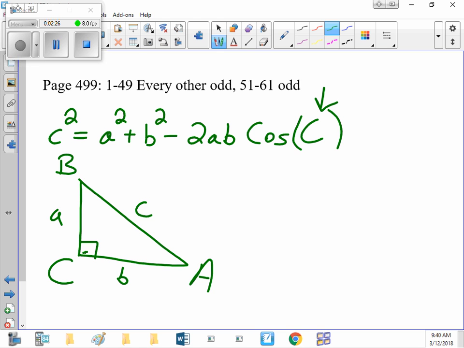So when C is 90 degrees, this turns into 0, which means all of this also turns into 0, and you're left with the Pythagorean theorem. And the Pythagorean theorem only works if C is 90 degrees. So the Pythagorean theorem is actually just the law of cosines when your angle is 90 degrees.